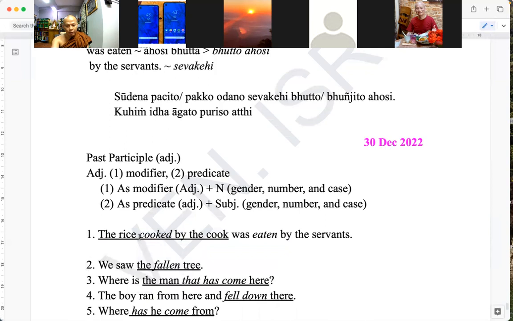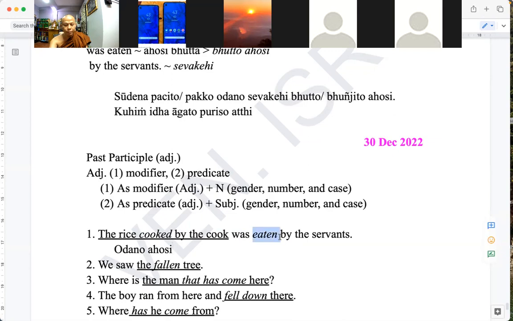In the first line, I will omit "cooked by the cook" for now. So firstly, the rice. The rice is odano. We already know that. That is the subject of "was eaten", so odano will be in the nominative. And then "was" is atthi. We already know that.